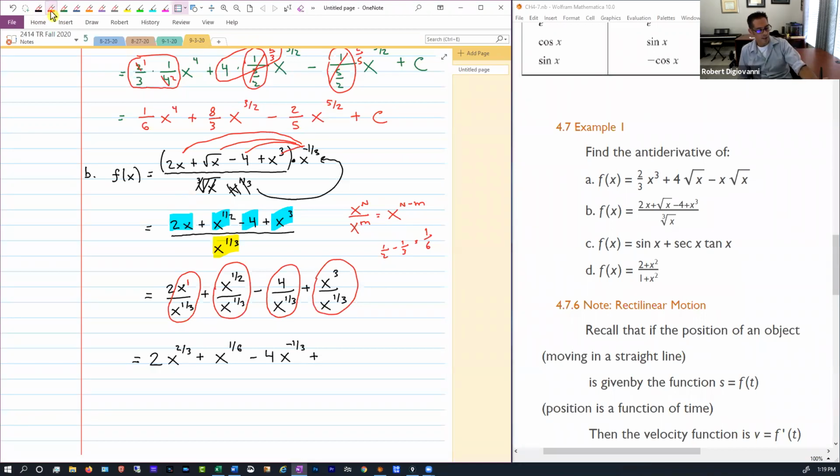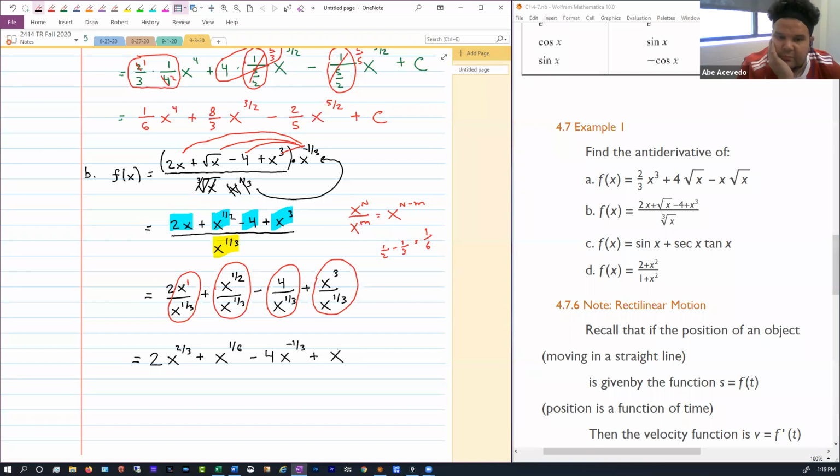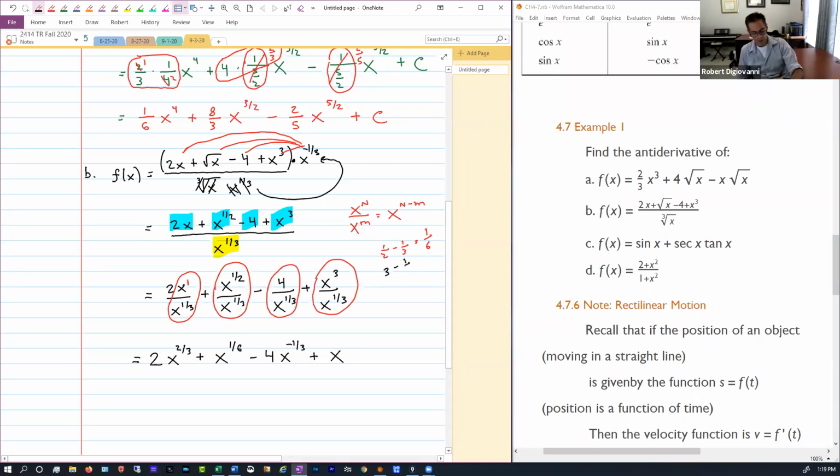So what's 3 take away a third? X to the second. I'm sorry? To the second power. Taking away a third. No, it'll be 8/3. Careful, 8/3, right? Because you're doing 3 minus a third. So that's 9/3 minus a third, which is 8/3. You just get a common denominator there.